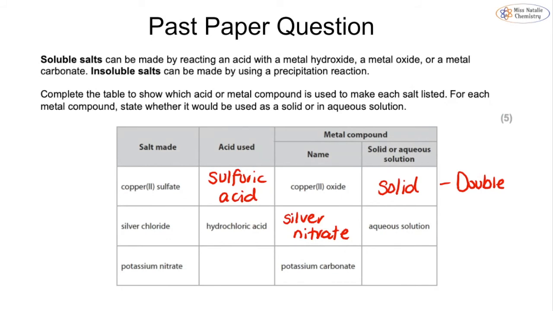If we form potassium nitrate, well, because it is a nitrate, we must have used nitric acid. And we've used potassium carbonate. Potassium carbonate is typically used as a solid, but you can sometimes use an aqueous solution. Either one of them would be accepted.